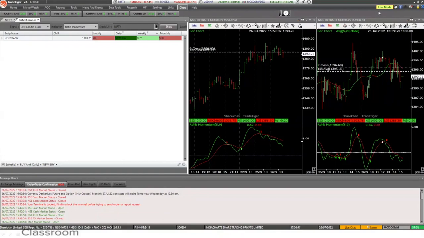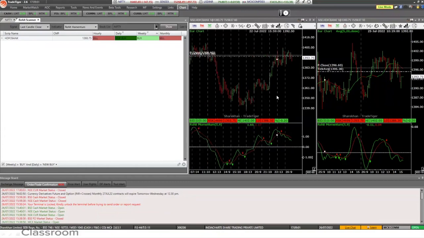If hourly chart shows buy and daily chart shows sell, what to do? Hourly chart shows buy, daily chart shows sell, do nothing. Nothing. Yeah, nothing. That's the whole idea, that you don't take bad trades.